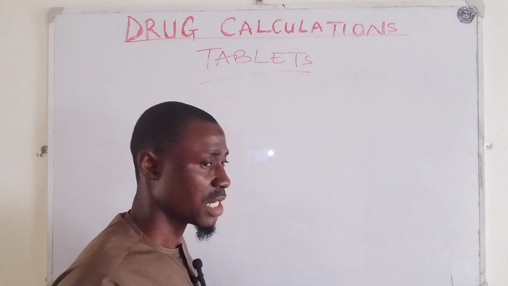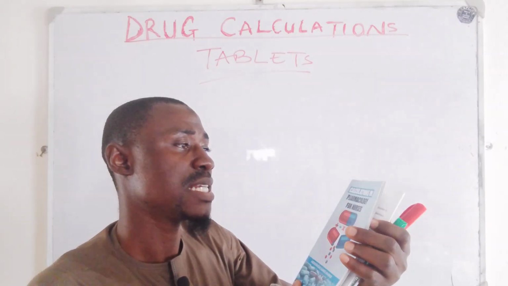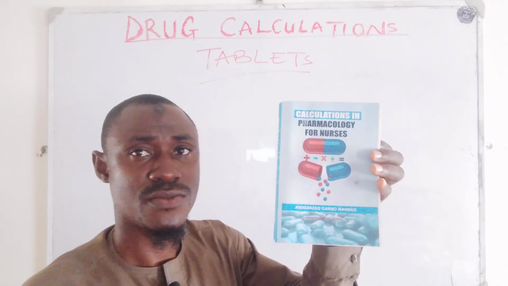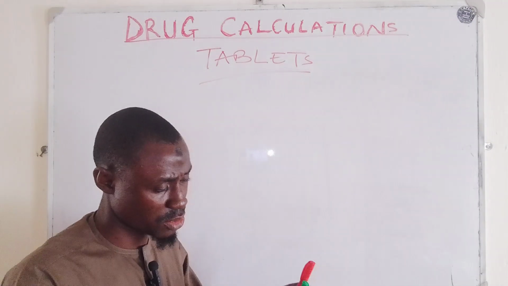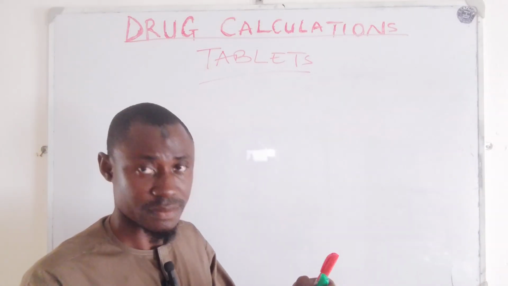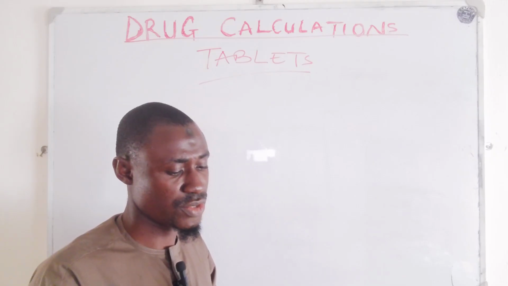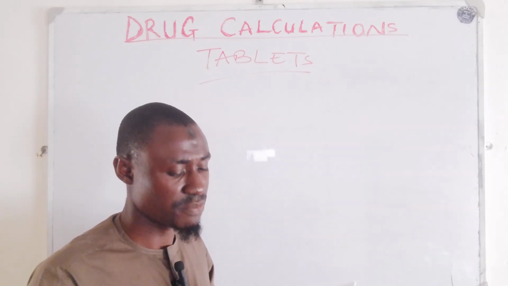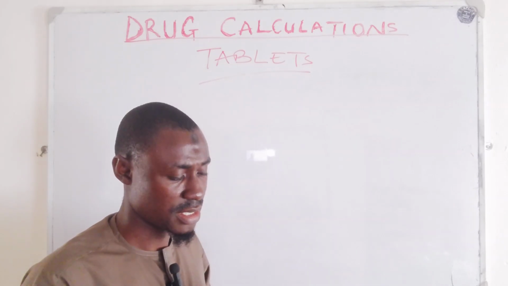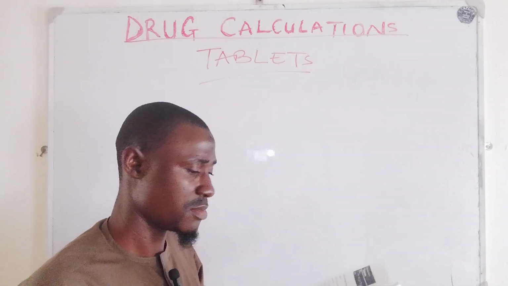Of course, we'll still continue with this book. This is the reference book I will be using, Calculations in Pharmacology for Nurses. For this topic, you will go to page 30. It's on page 30, those calculations. In bracket, you have tablet. So this time around it is tablet, and it's on page 30 of this reference material.